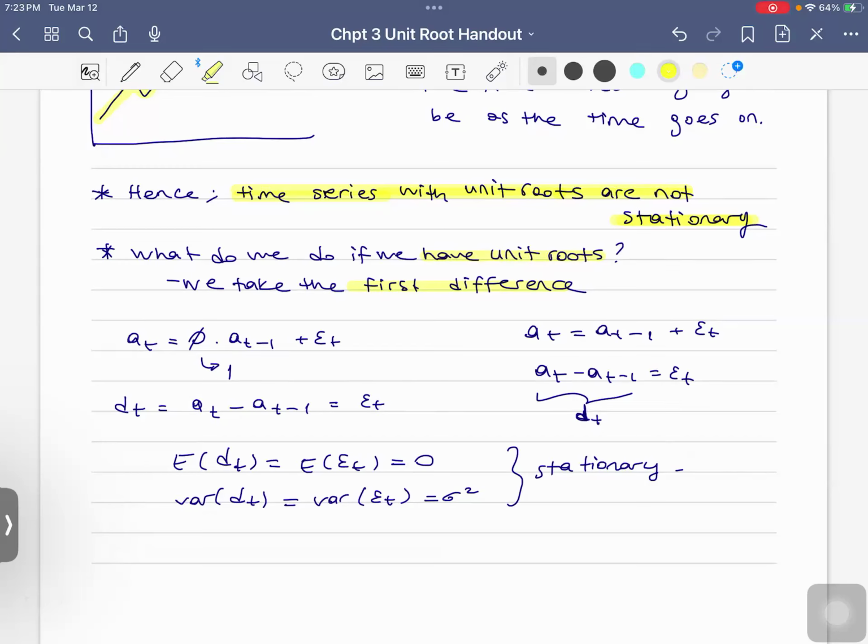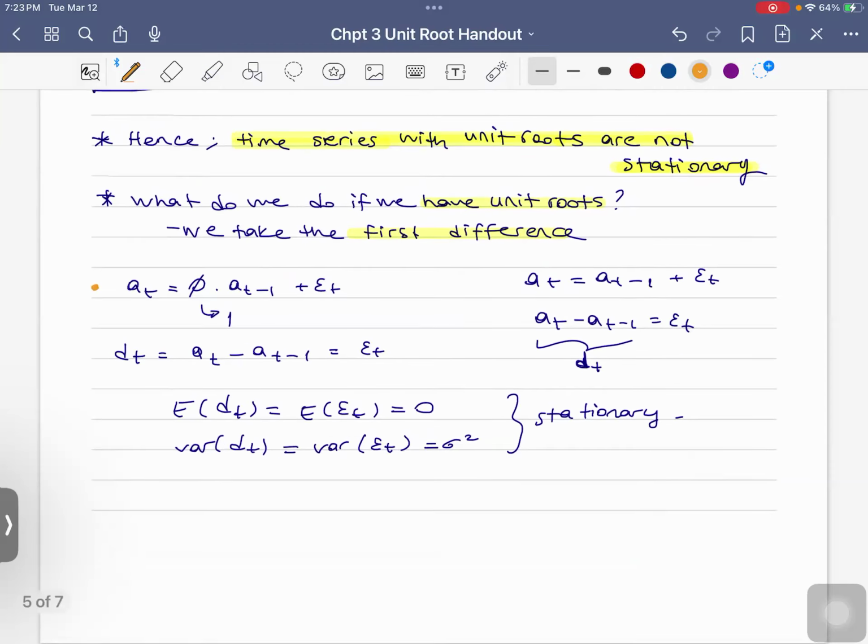Well, the first thing we can do is take the first difference. Suppose we have this series AT, where phi is 1, that's the unit root case. Then you take the difference and say, let's let AT minus AT-1 be my series. If you do that, you'll basically get epsilon t as your series. Well, this is just an MA series, right? So you take the expectation of dt, that becomes the mean of the error term, which is 0. And the variance of dt just becomes the variance of epsilon, that's sigma squared. These are both constant, so it's stationary.